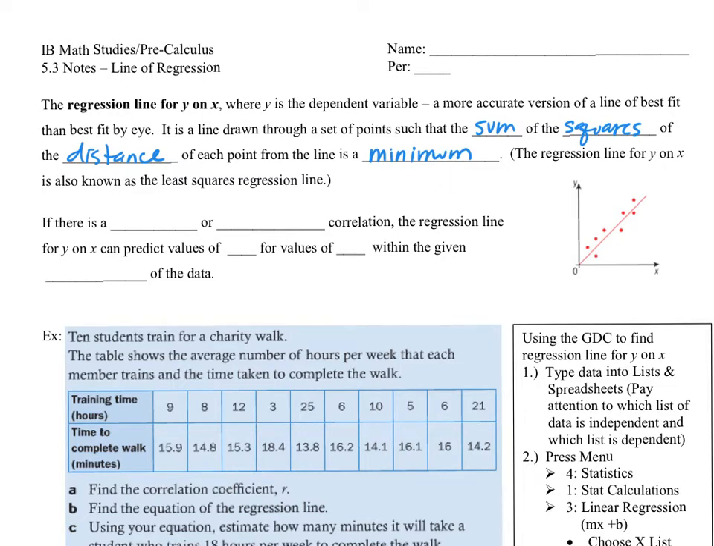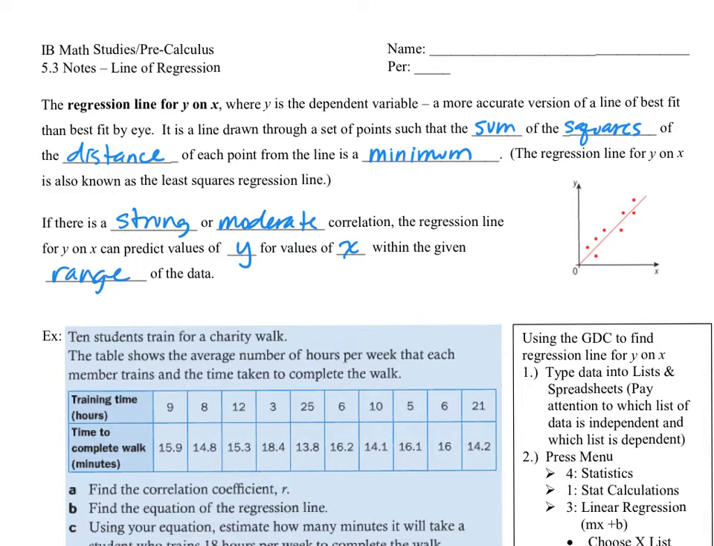Now, the line of regression for y on x is going to be helpful for us when there is a strong or moderate correlation. The regression line for y on x can then be used to predict values of y for values of x within the given range of data. So in other words, the calculator can make a very accurate line for us that best fits our data, and then we can use that to predict other values.